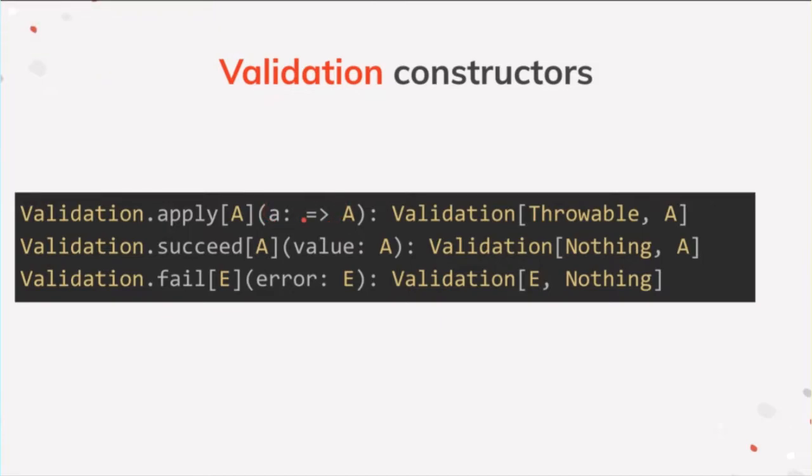There is also a constructor for combining several validations into one. For example, several validations, up to 22 validations, you just provide a combining function that receives the values of the validations and combines them into just one.